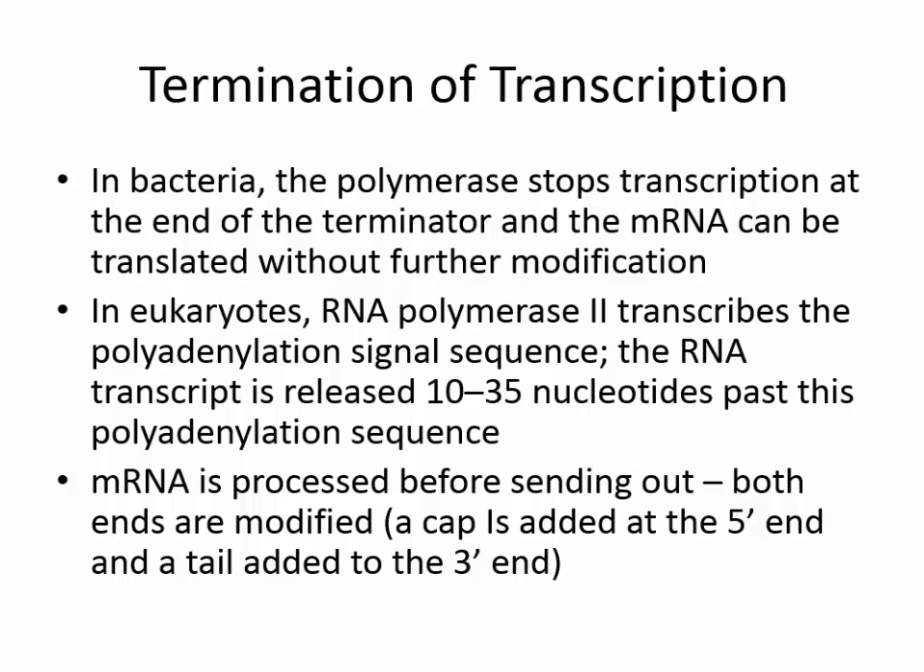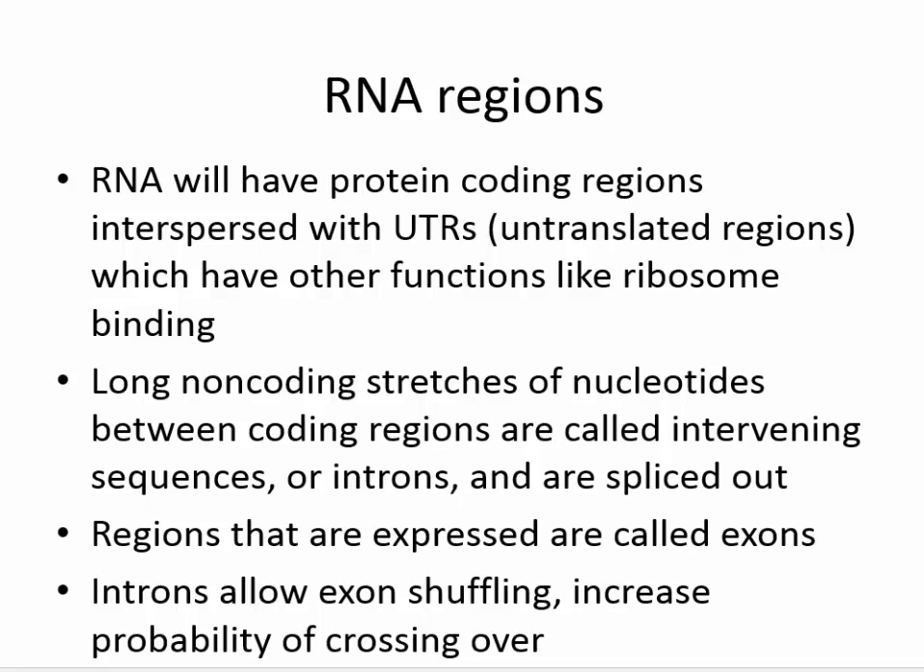So then messenger RNA is processed before sending out. Both ends are modified. A cap is added at the 5' end, and a tail is added to the 3' end. Not only that, RNA will have protein coding regions interspersed with UTRs, which are untranslated regions, which have other functions, like ribosome binding.